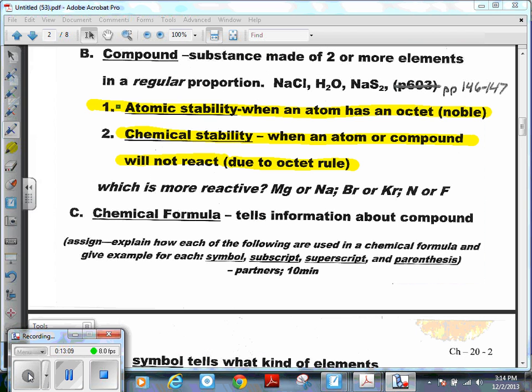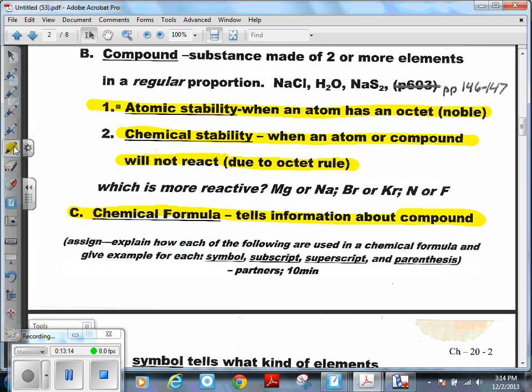And finally, we have the definition: chemical formula. It tells information about a compound. Chemical formula tells information about a compound.